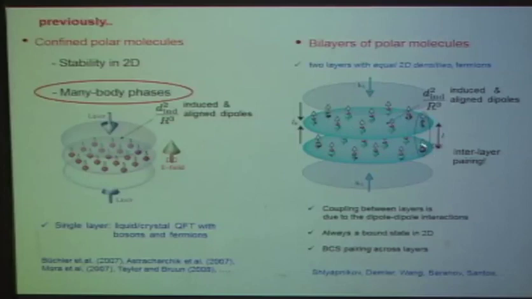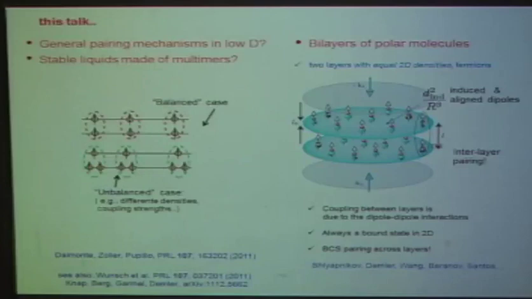And here now, the main result is that if you take, for example, a two-dimensional geometry and you have particles in two different layers, there is always a bound state for interlayer pairing. And so you can have pairing of particles, which are bosons or fermions, across the various layers. So this gives rise to a lot of interesting phenomena.